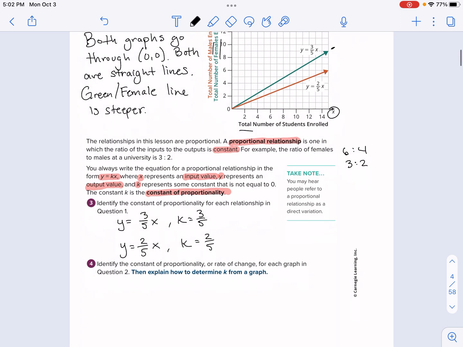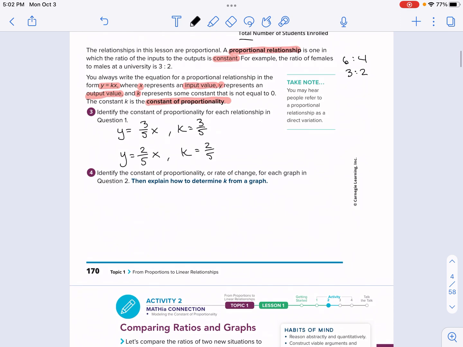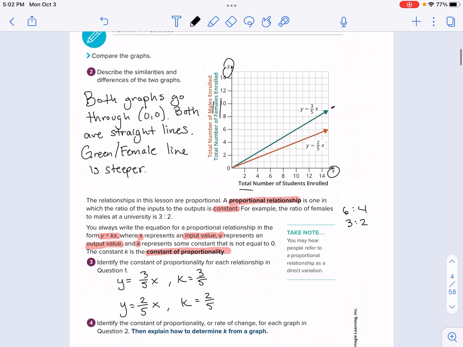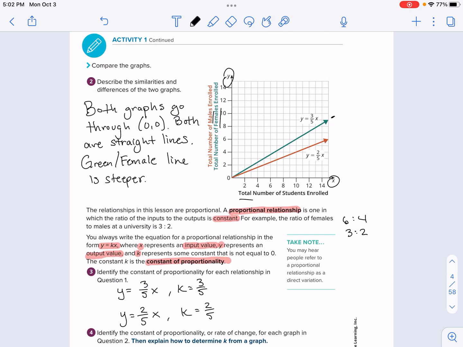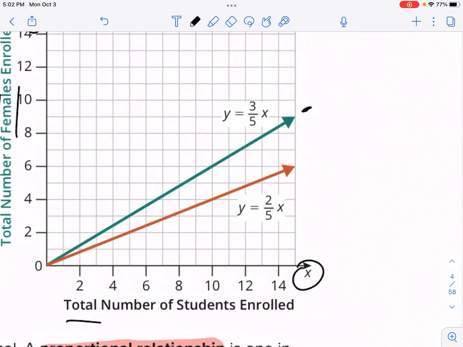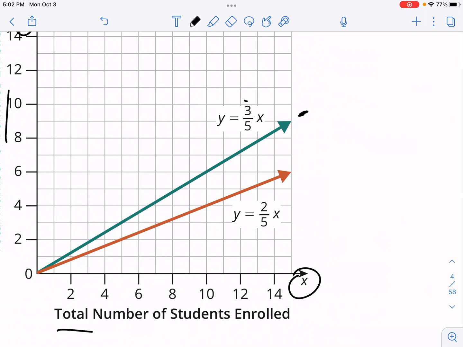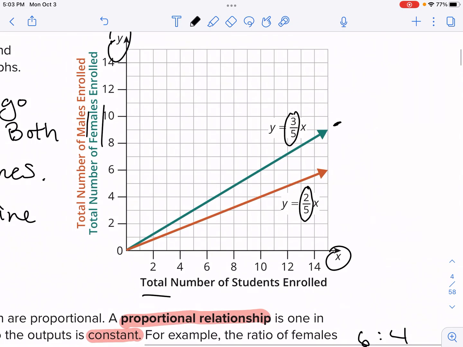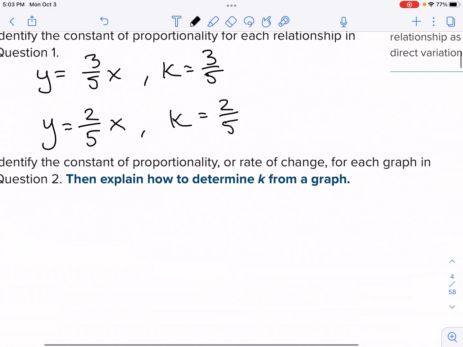Okay, and let's go through problem 4. Identify the constant of proportionality or rate of change for each graph in question 2, so in the graph above. Then it says explain how to determine k from the graph. Okay, so there's a couple ways that we can determine this. Now we have these values here. These are our coefficients of x. So we have 3/5 and we have 2/5.